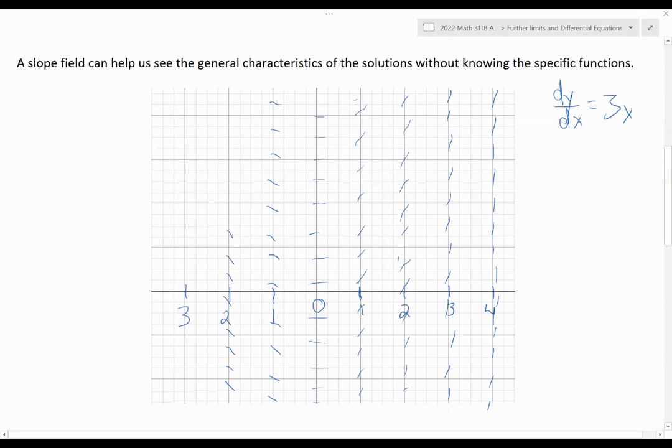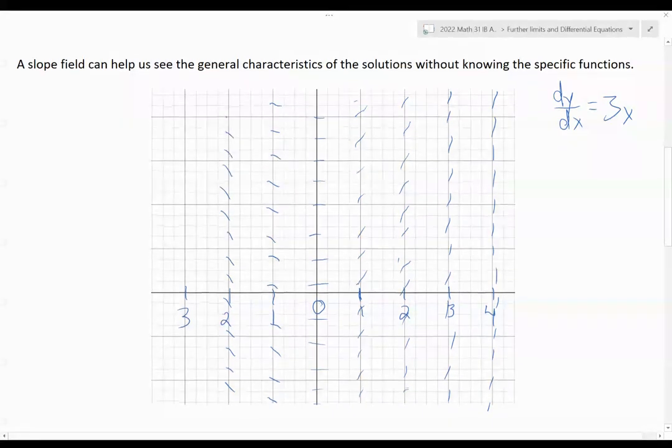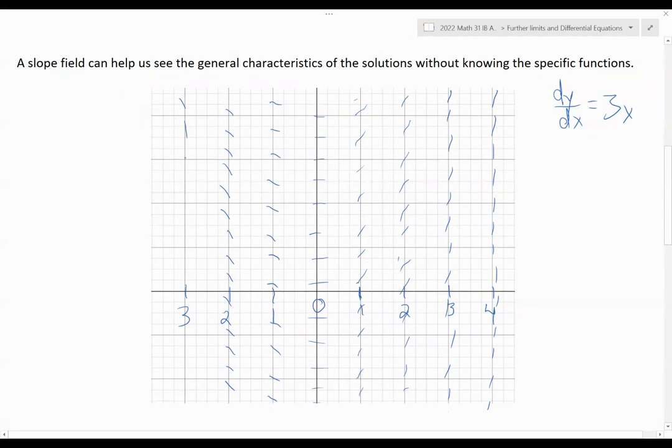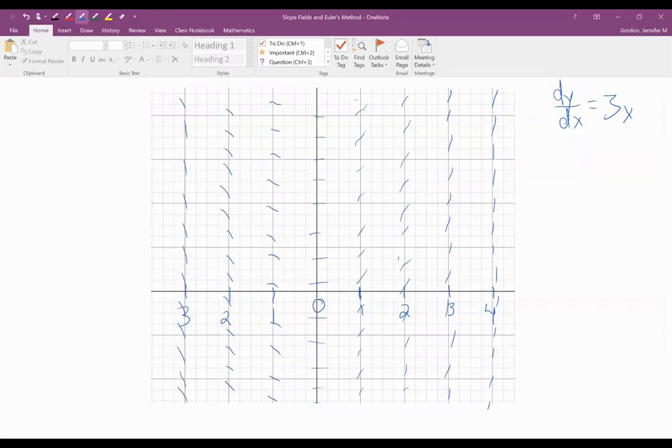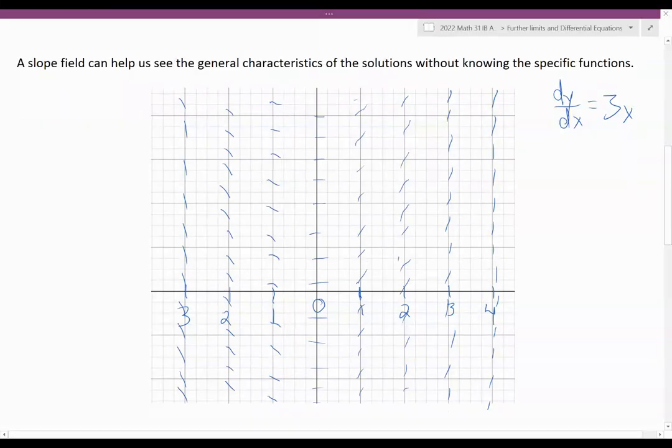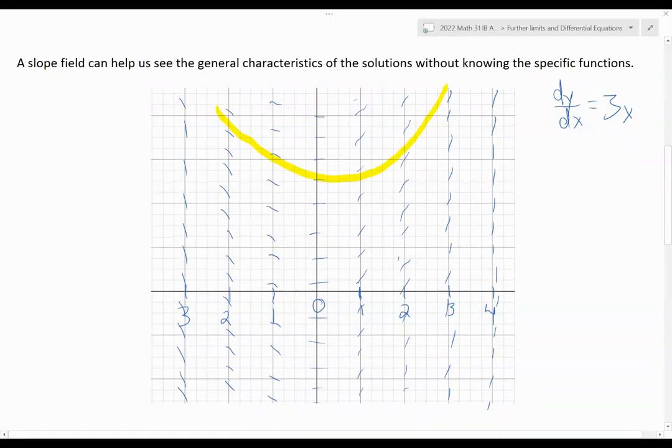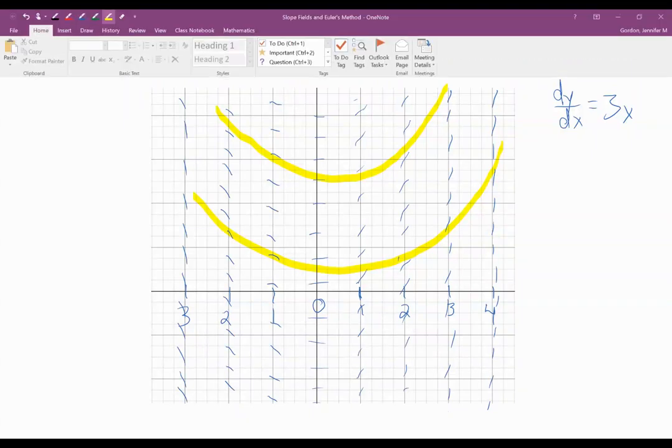So I get some sense when I step back and look at the big picture of this, that we can see through here the general shape of flow of curves going like this. And I get a basic idea of what the solutions would look like without necessarily being able to define the specific function or even relation if they aren't functions.